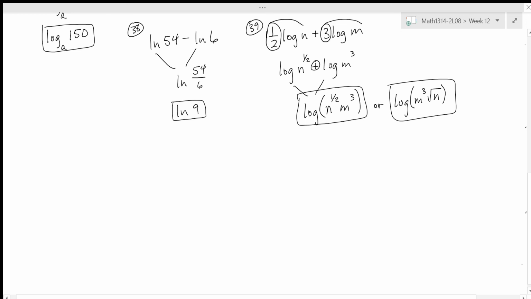Did everybody know that a 1/2 power means square root of? If you didn't, this is a nice time to grab that information. Square root means to the 1/2 power. So a 1/2 power means square root of.